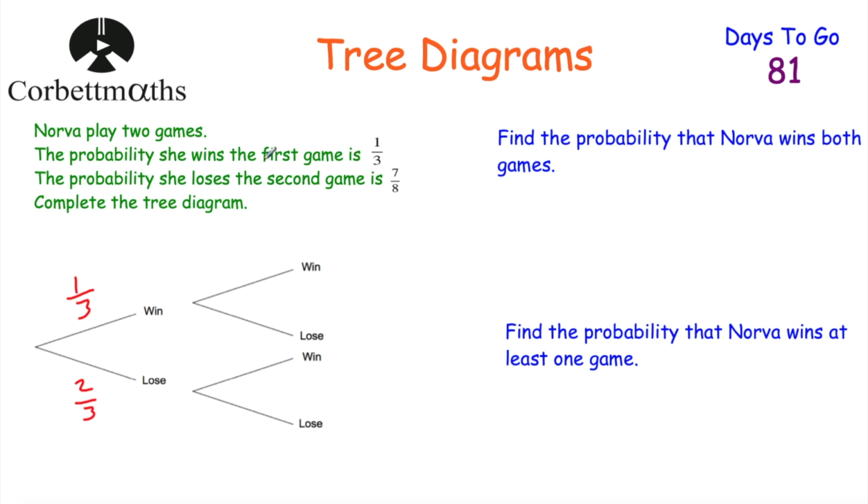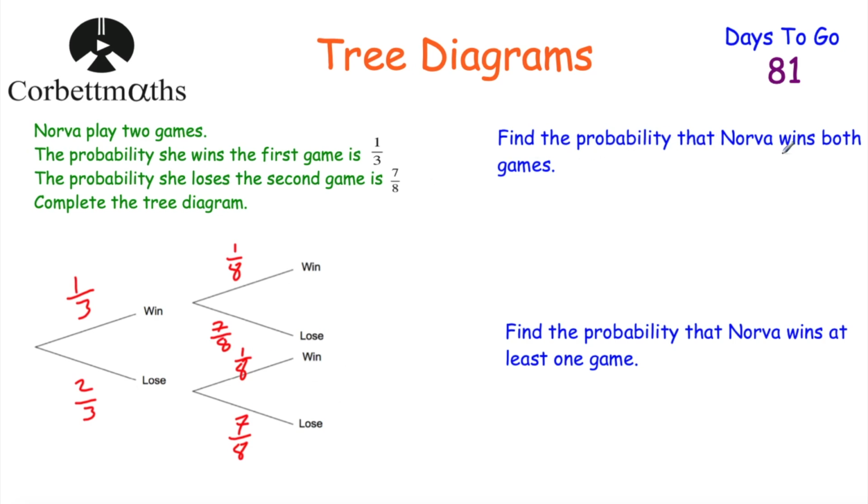And then with the second game, the probability that she loses the second game is 7/8. And so that means the probability of her winning it would be 1/8, because obviously the win and the lose have to add together to be 1. And if losing it is 7/8, then winning it would have to be 1/8. Okay, and then here the second game again, the chance of her winning it would be 1/8, and the chance of her losing it would be 7/8. So we've completed the tree diagram.